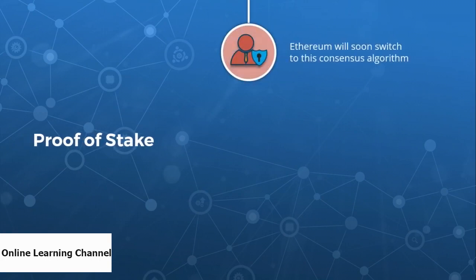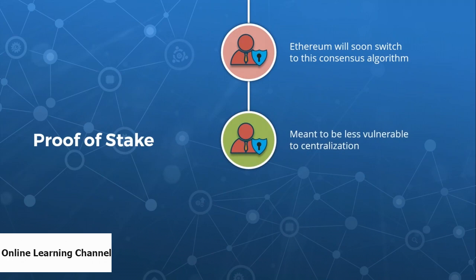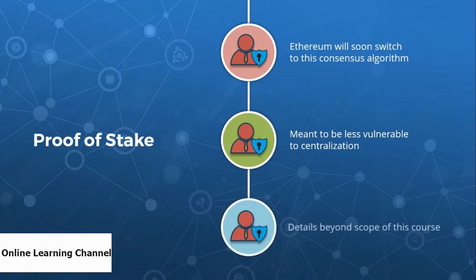The Ethereum community has been actively looking at this proof of stake algorithm and, as of this recording, plans to implement it in the near future. This algorithm is designed to be less vulnerable to centralization, so even if a single entity were to control a majority of the nodes in the network and the majority of the processing power, they still won't be able to corner the network. Given that the proof of stake algorithm has not been implemented yet, the specific details of it are beyond the scope of this course, but I will try to summarize it very quickly.